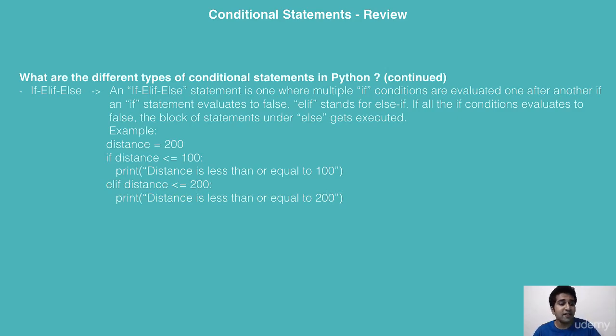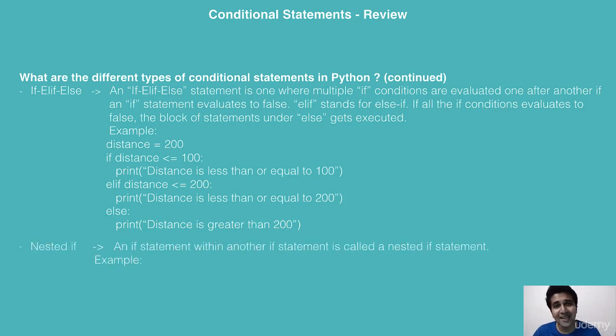Now in case even this statement had returned false, we have a final else statement in which our execution would have been distance is greater than 200. But in this case, since the distance is equal to 200, our output would be distance is less than or equal to 200. And finally, what we checked was the nested if statement.